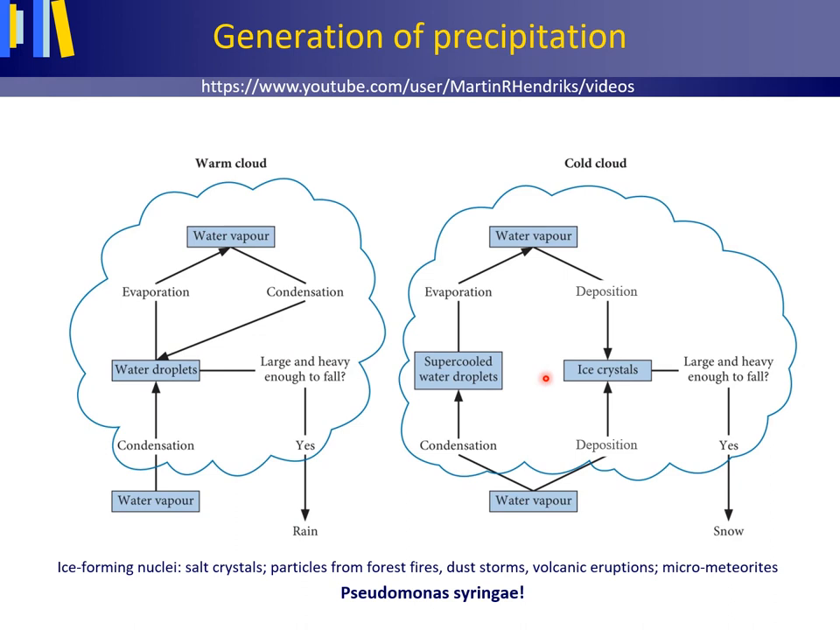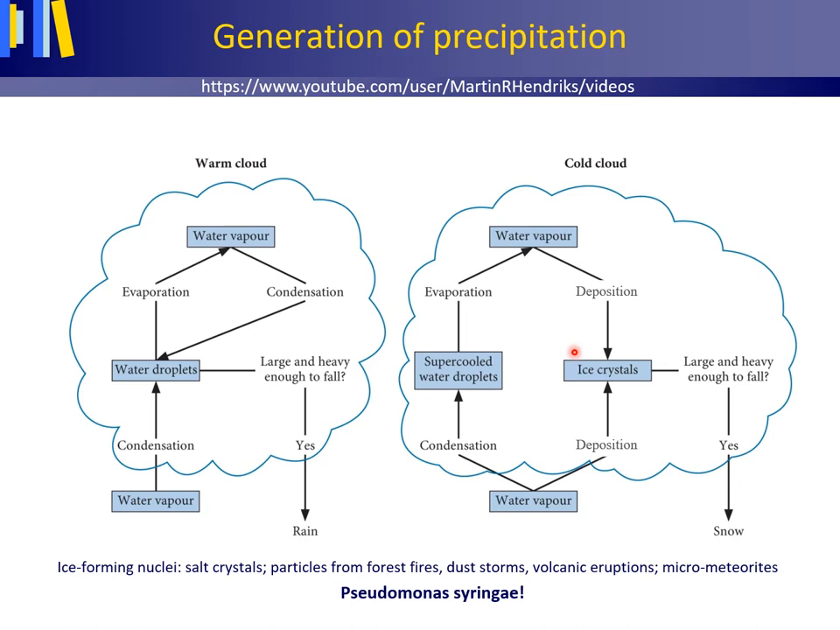The ice crystals attract the water vapor and grow larger. This reduces the amount of water vapor in the cloud. The air in the cloud becomes drier. The lower vapor pressure causes other supercooled water droplets to also evaporate. And then, as a follow-up, the newly formed water vapor also deposits on the ice crystals.